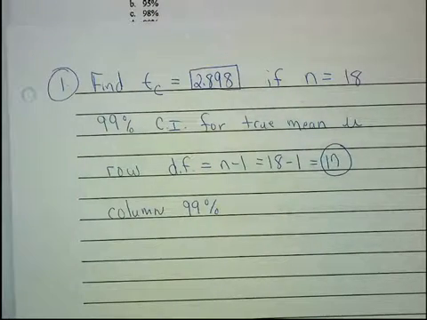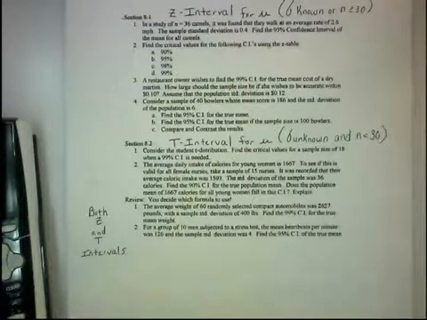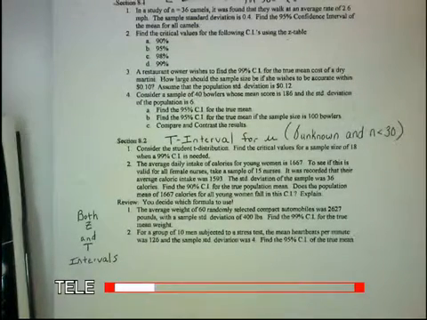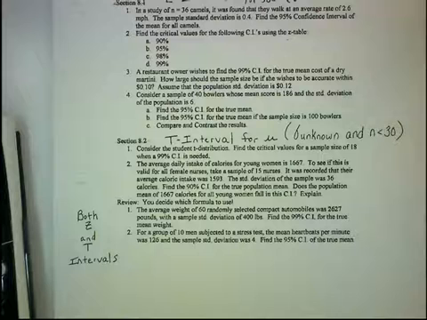Question number 2. The average daily intake of calories for young women is 1,667. To see if this is valid for all female nurses, take a sample of 15 nurses. It was recorded that their average caloric intake was 1,593. The standard deviation of the sample was 36 calories. Find the 90% confidence interval for the true population mean. Does the population mean of 1,667 calories for all young women fall in this confidence interval?